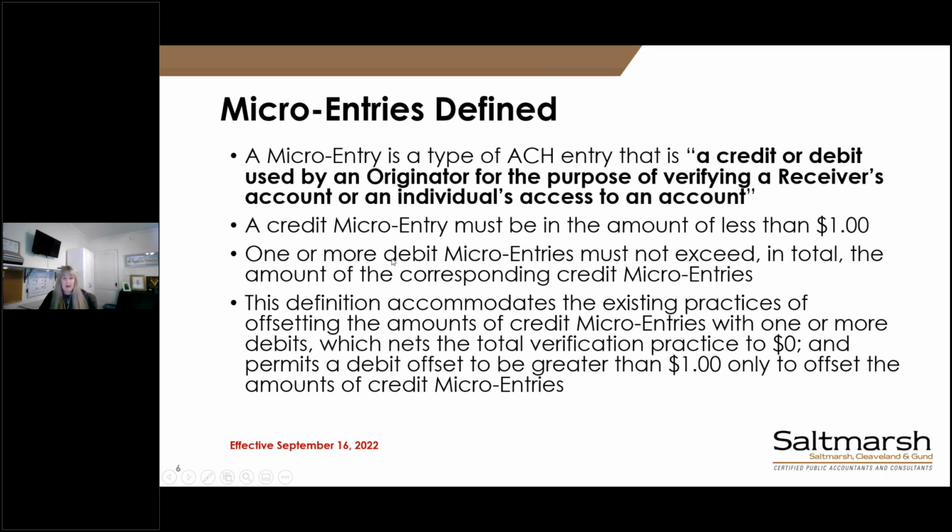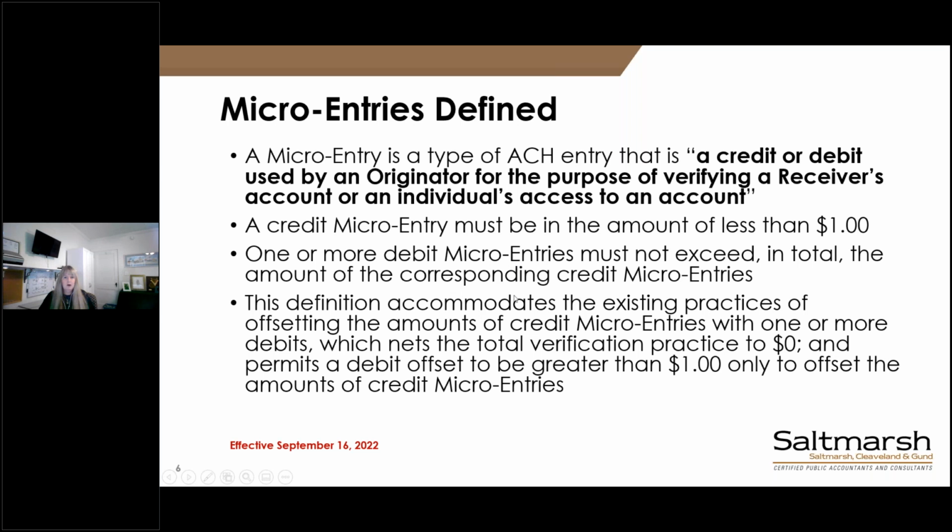One or more debit micro entries: if you're using a micro entry debit as an offset to that credit, then it cannot in total be greater than the credit that was sent. All this is really saying, these two bullet points here, is that you cannot put the receiver in a net negative position. These are supposed to be verifying accounts. They're not supposed to be negatively impacting your customer's account balance.